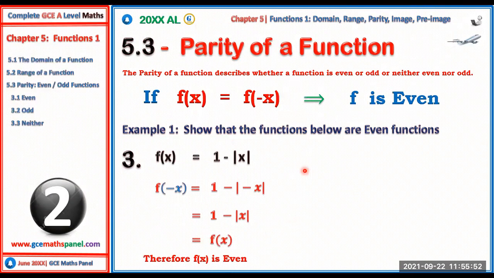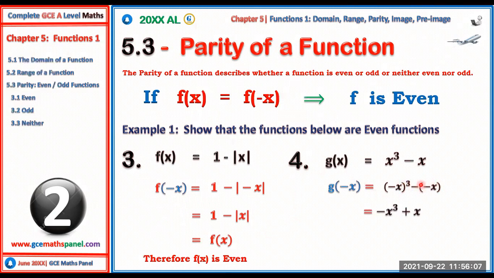Let us take example 4 and see if the function is even or not. Given g of x equals x cubed minus x, g of minus x will be equal to minus x all to the power 3 minus minus x. And this will give us minus x cubed plus x. And this is not equal to g of x, and therefore this function is not even.